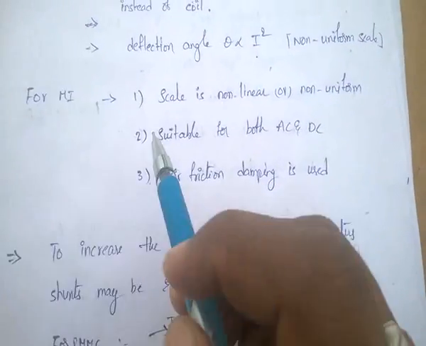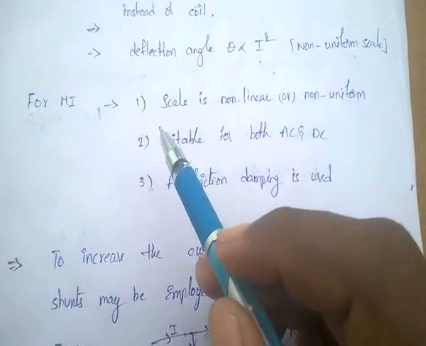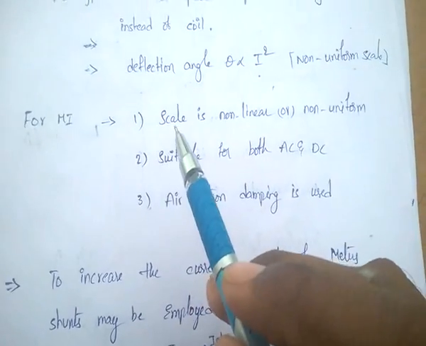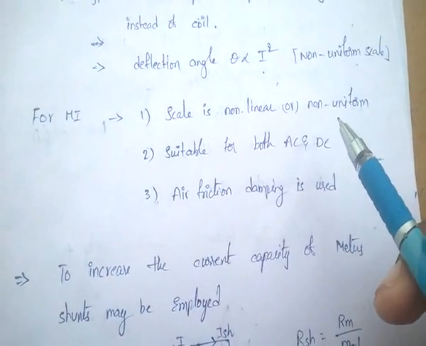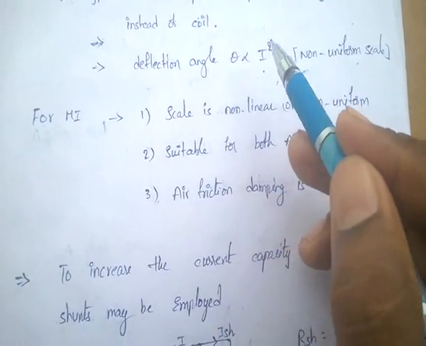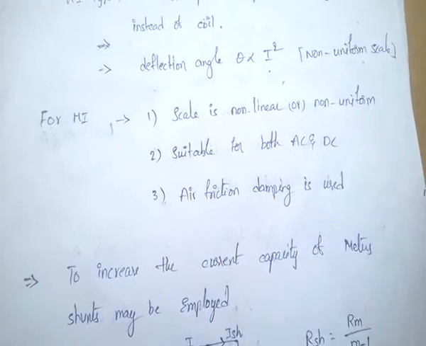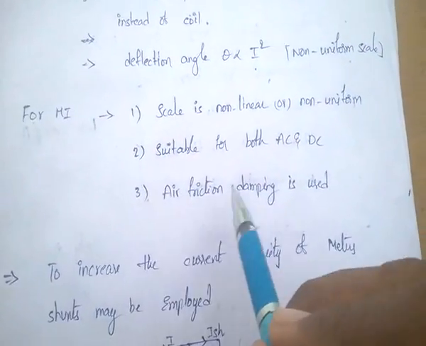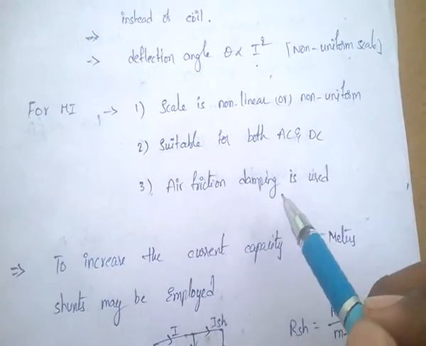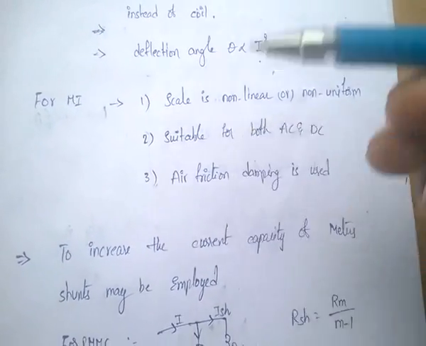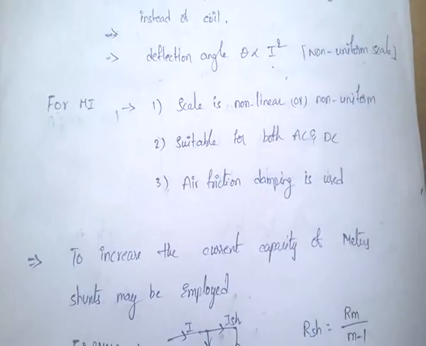Some points regarding MI type. The scale is non-linear or non-uniform because theta is proportional to I square. It is suitable for both AC and DC. Here air friction damping is used. In case of PMMC, eddy current damping is used.